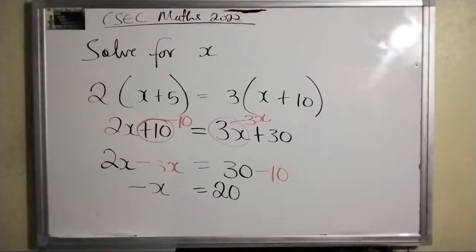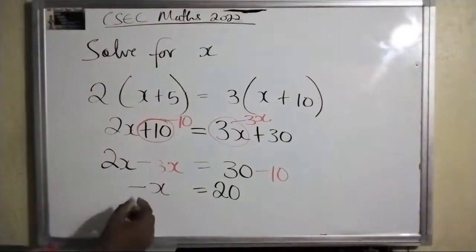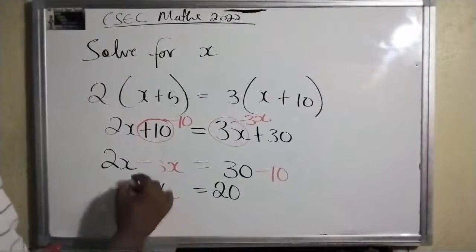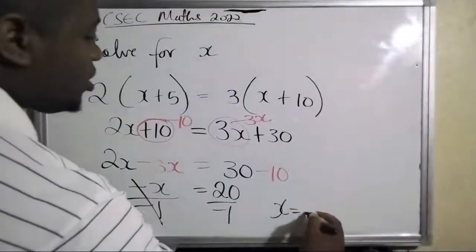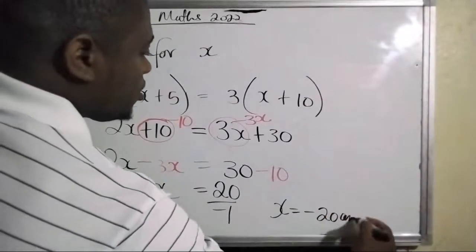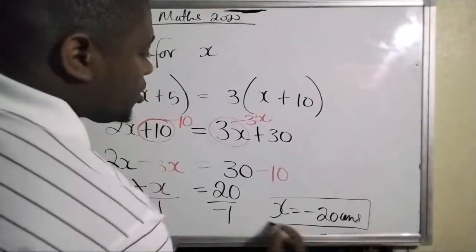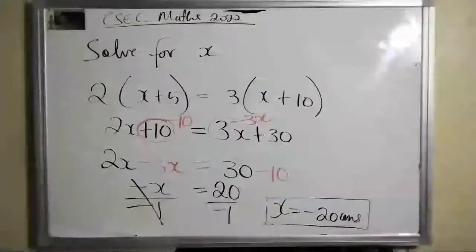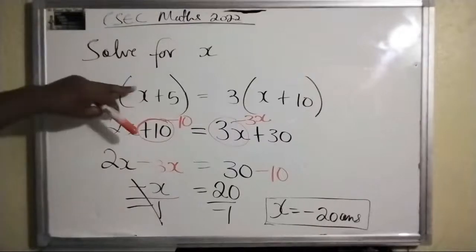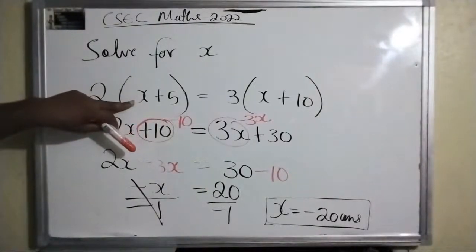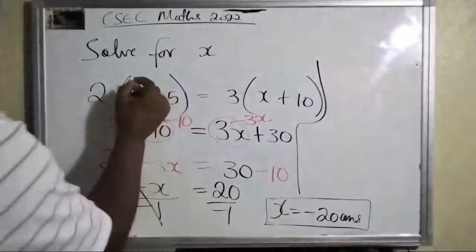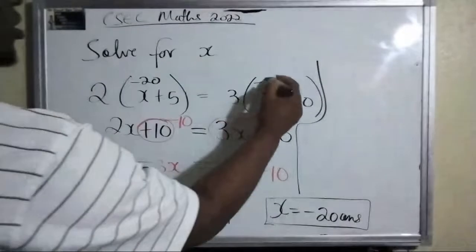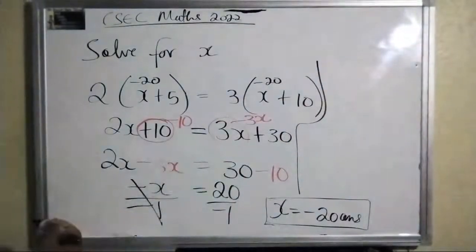So therefore, they didn't ask us for a negative x, so we have to divide both sides by negative 1. So therefore, x is equal to negative 20. And that would be our answer. And we can check to see if it's correct by putting in negative 20 right here. So let's see the value if that is correct. So I'll put negative 20 here and negative 20 here and see if both values come the same.